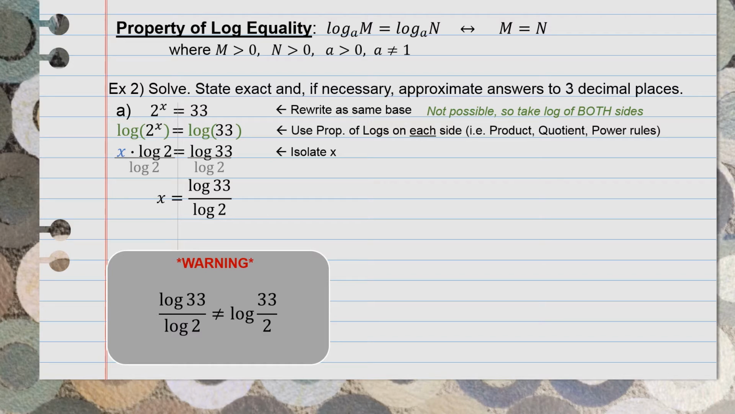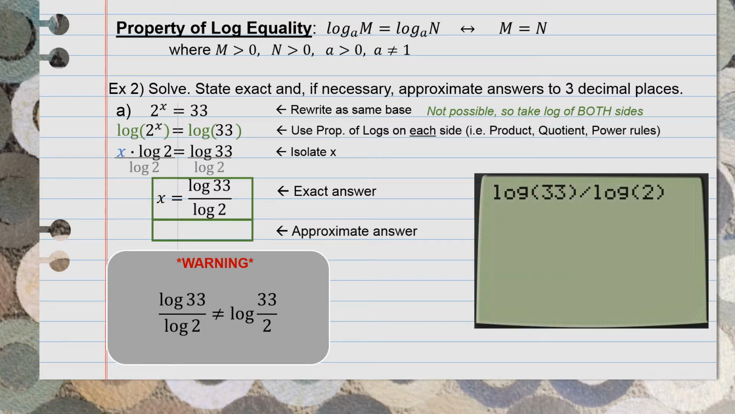Now, just a fair warning, this is not the quotient property. Log 33 divided by log 2 is not the same thing as log of 33 over 2. So please make note of that. Now, log 33 over log 2 is known as your exact answer. Now, the directions said to state the exact and approximate. So now we're going to find the approximate, which means you will need your calculator.